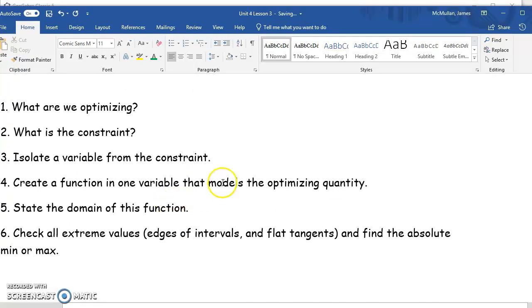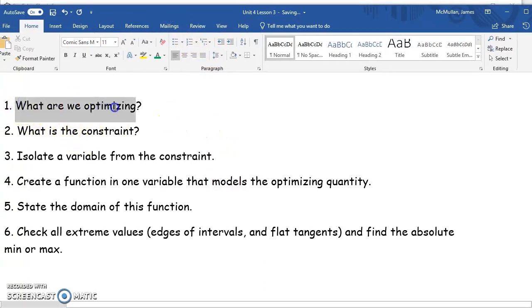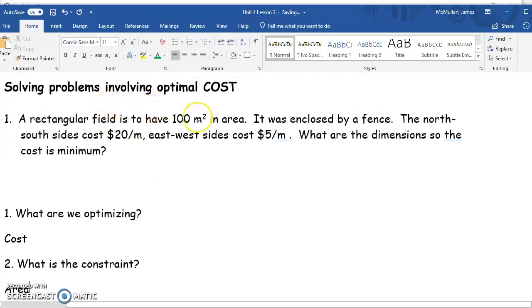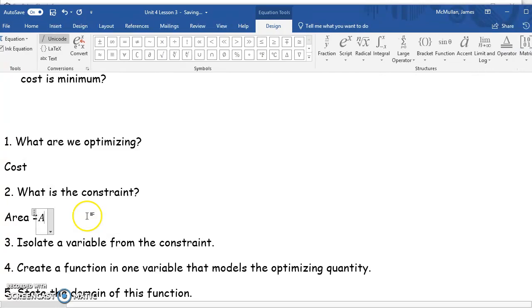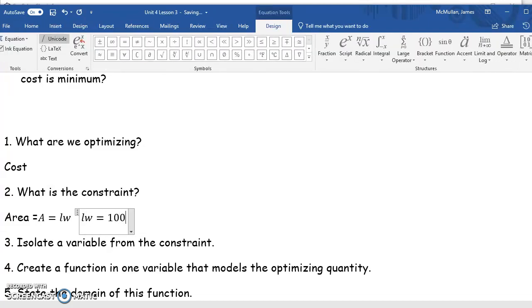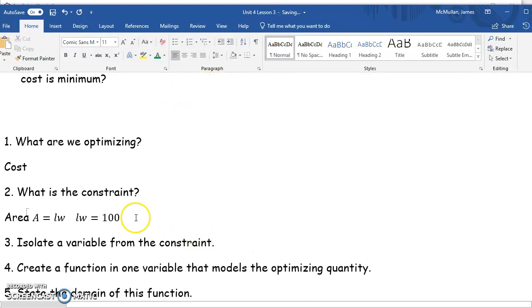So again, when you're optimizing, it's always this 6-step procedure. What is the quantity you're trying to optimize? In this case, we're trying to optimize the cost. The constraint here is the area. We know that it has to have an area of 100. So we can construct an equation: area equals length times width, and this means that length times width equals 100 in this particular question, because it has to have an area of 100 meters squared. That is the constraint that's holding us back.